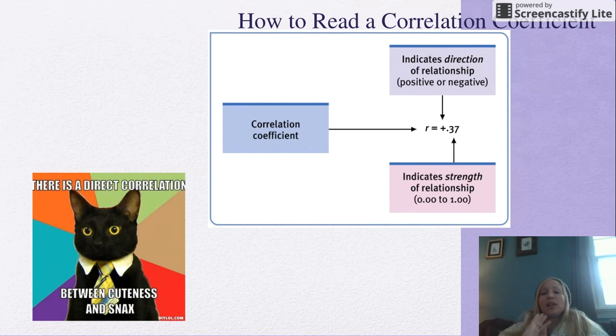Okay, how to read a correlation coefficient. This is super, super important. I just mentioned R value, right? That's how a correlation coefficient is represented. In this case, we'll look at this, it's a 0.37. Since we know our R values can only be between -1, which means a perfect negative correlation, to +1, that's a perfect positive correlation, we can only get numbers in between.